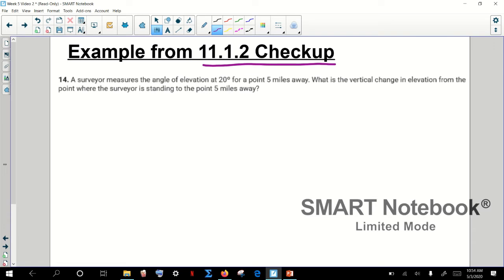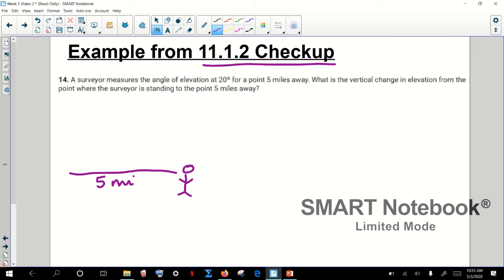A surveyor measures the angle of elevation at 20 degrees for a point 5 miles away. What is the vertical change in elevation from the point where the surveyor is standing to the point 5 miles away? So I think what the best thing to do in these types of situations is to draw a picture. So there's my surveyor. It says he's looking at a point 5 miles away. So horizontal line 5 miles away.